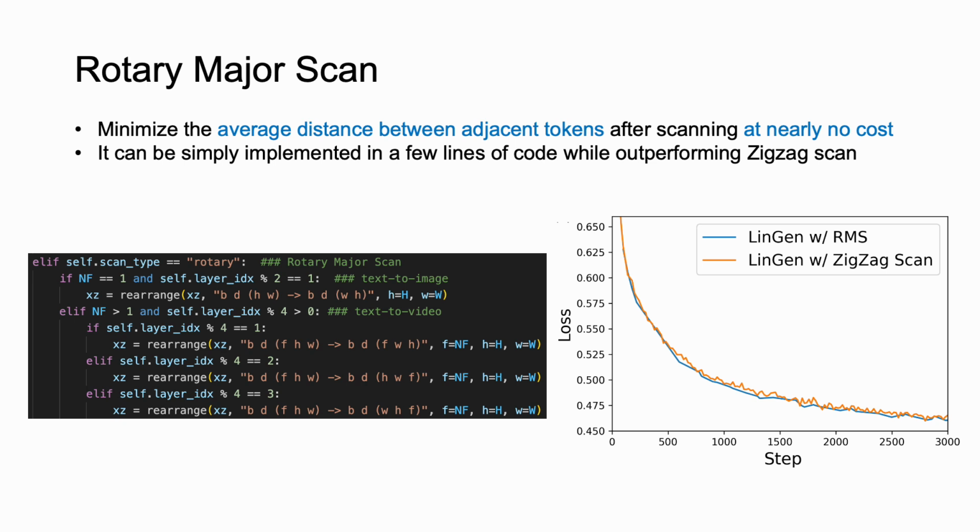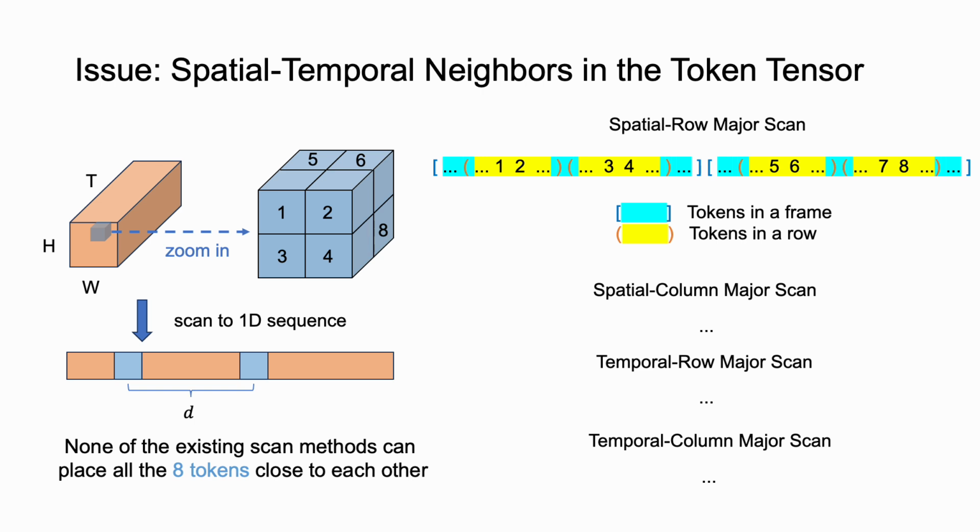Because it can be easily implemented in a few lines of code by simply reshaping the input tensors. As you can see in the right figure, rotary major scan achieves even slightly lower loss than zigzag scan while being significantly faster. However, this is still not the end of the story.